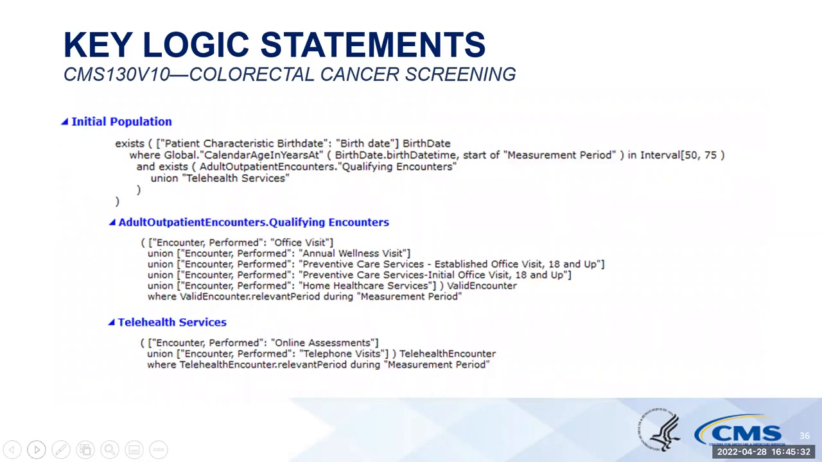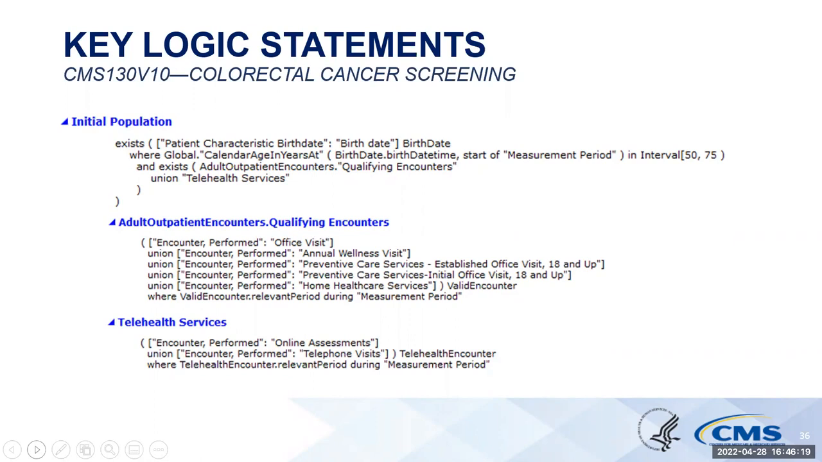Next, let's review just a few key pieces of logic for CMS 130, and we'll start with the initial population. As we discussed earlier, the initial population includes patients 50 to 75 years of age with a visit during the measurement period. Again, the inclusion of "and exist" in the initial population logic reflects that both the age between 50 to 75 and a qualifying encounter must both be true to meet the initial population. This logic also begins with the parameter for using the patient's birth date, similar to the previous two measures we discussed. The function calendar age in years at is also used in this measure to calculate the patient's age at the start of the measurement period.